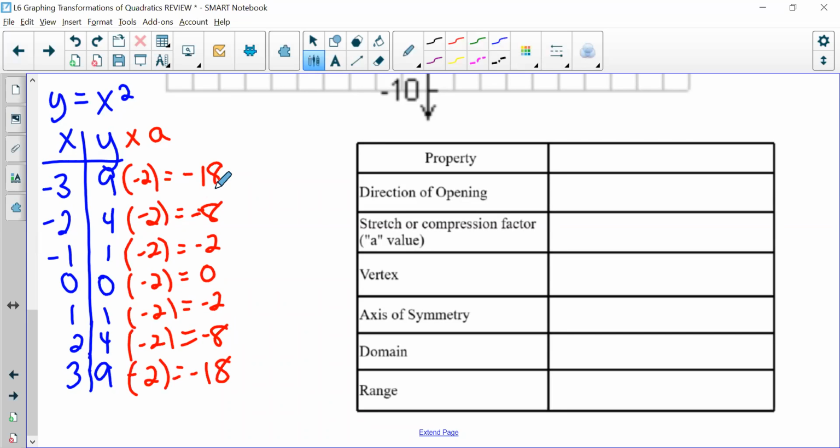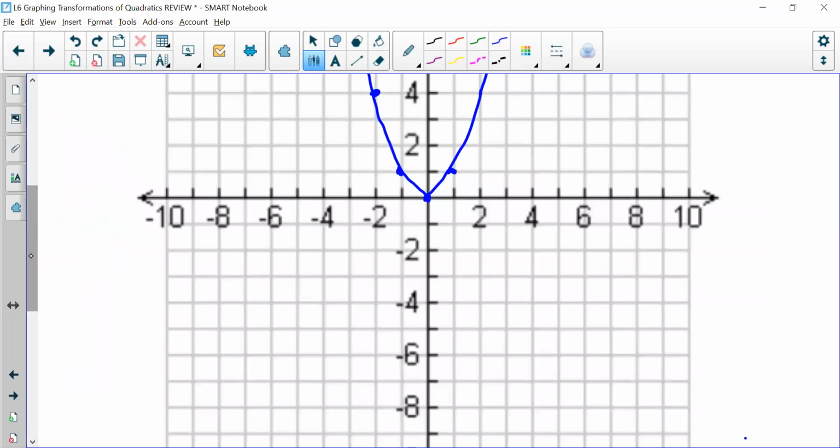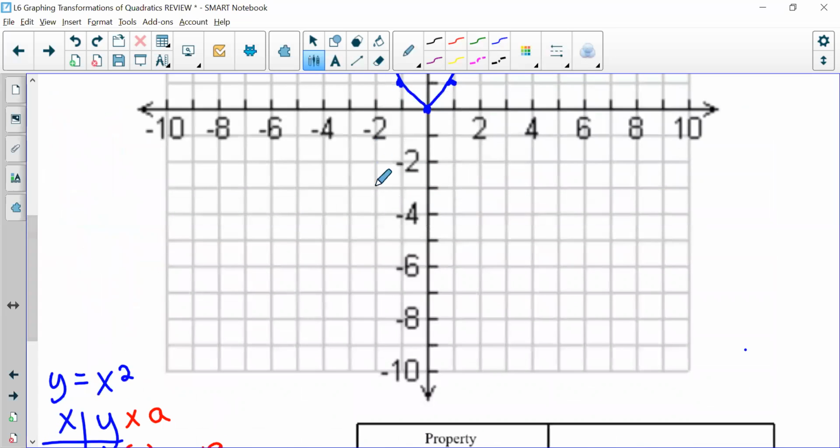And now all of my points will change. -3 is going to go to -18. -2 will be down at -8, -1 at -2. So now I'm changing all of my points. I can't get -18 on this graph, but I can do -2, -8, -1, -2, 0, 0 still there, 1, -2, 2, -8.